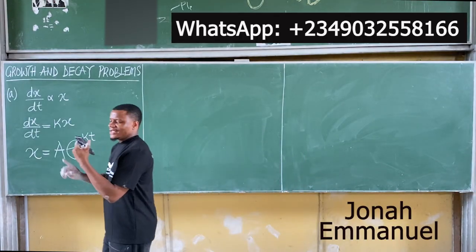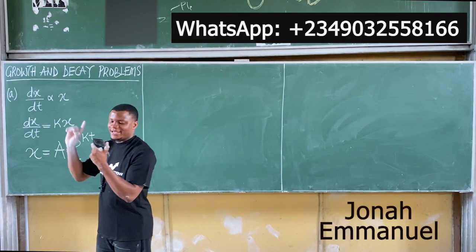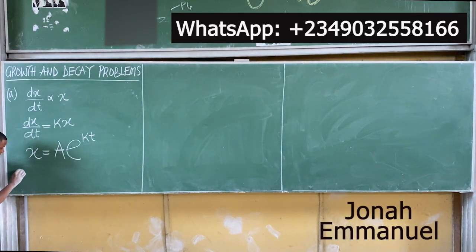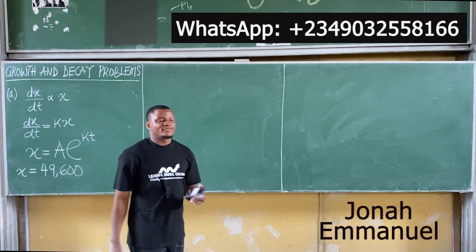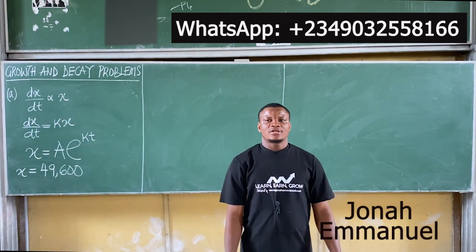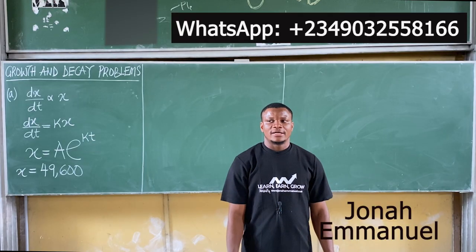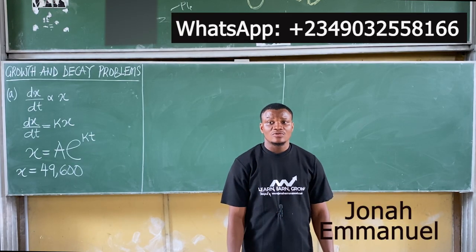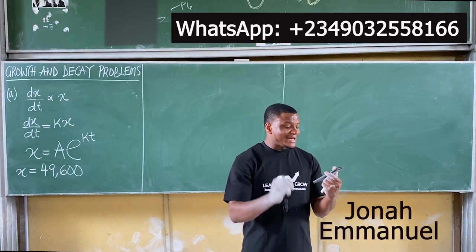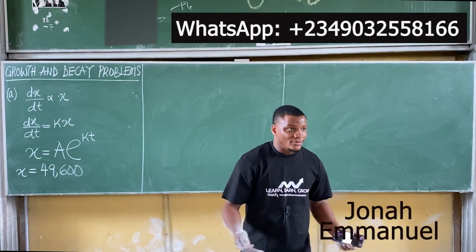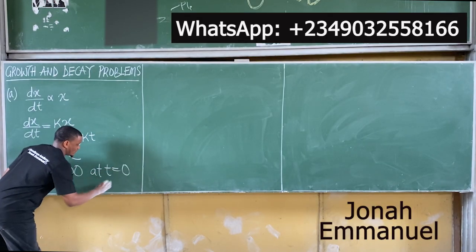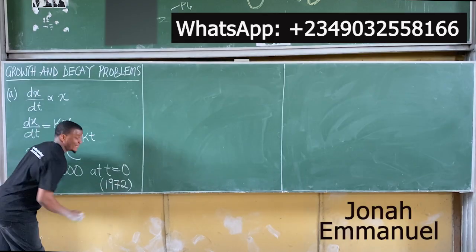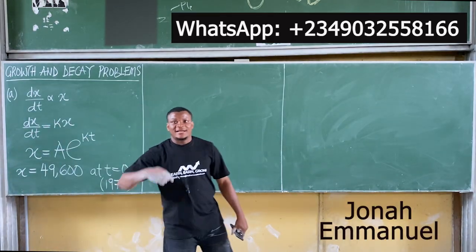They said a certain country had a population estimated to be, so x is equal to 49,600 in the year 1972. Does it mean that T is equal to 1972? The answer is no. We are taking 1972 as the initial, that's at T equal to 0. This is the year 1972, my initial. So any year after, you just add it up.